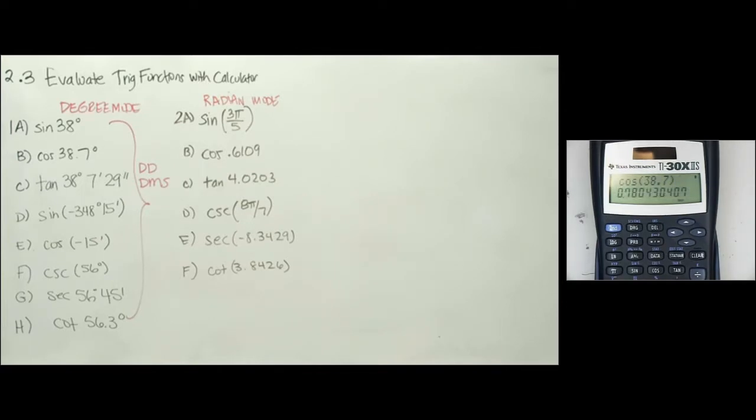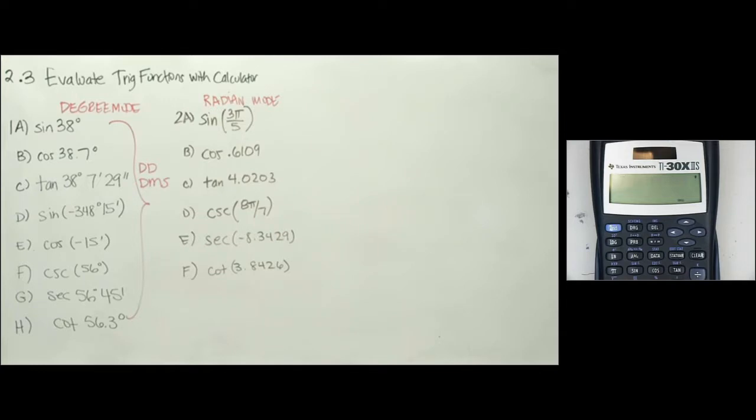And then I'm going to round that decimal to the nearest 10,000th. So that digit 4 would stay a 4. So this is 7,804 10,000ths. All right, let me clear out. Let's go to C. Now C is a little different.